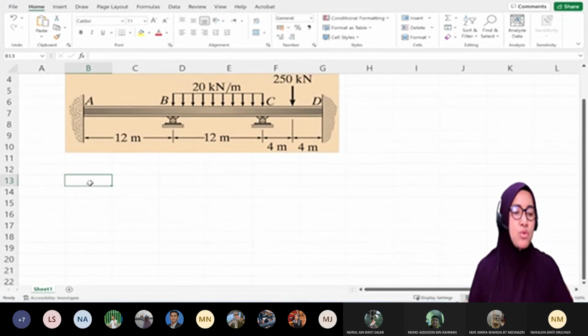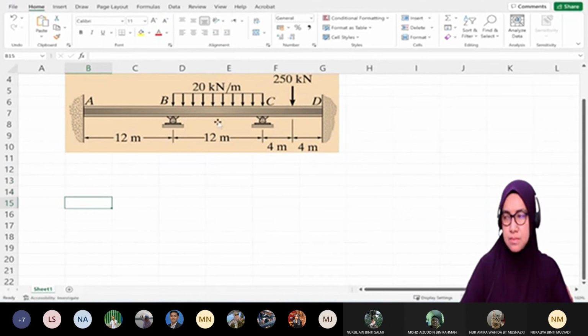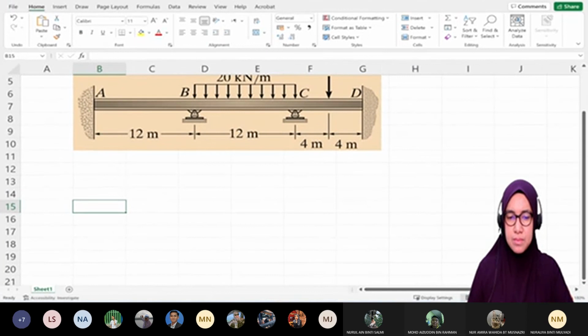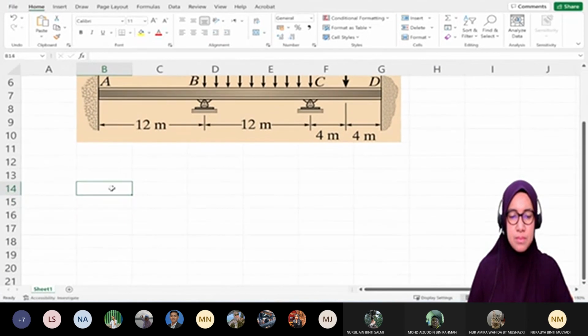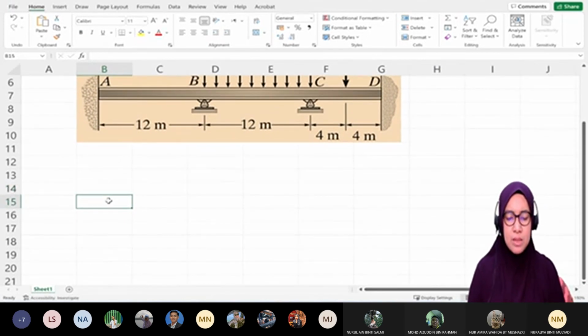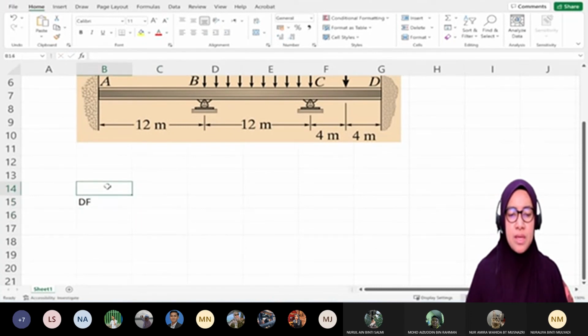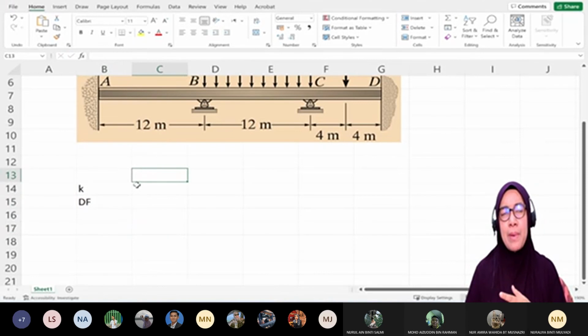Okay. So we want to calculate distribution factor. We can calculate distribution factor from stiffness factor. Okay. Stiffness factor. So how many member and moment?